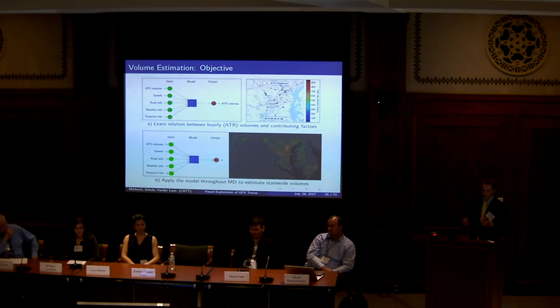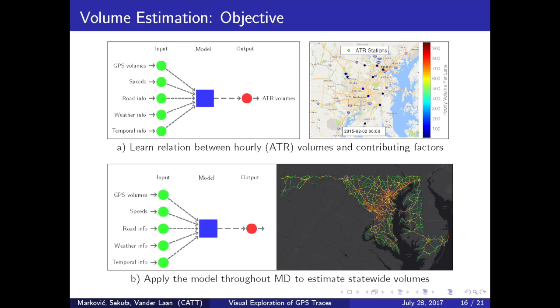So the main idea here is if we can take a set of automatic traffic recorder stations where we do know the traffic volume and try to build a model which takes in inputs such as speeds, the road infrastructure, the weather, time of day, and also includes the GPS counts, can we build a model that allows us to develop this relation between these input variables and the traffic volumes. And so then once we build this model, assuming it's sufficient, and we have the inputs everywhere throughout the network, we can then go apply this model to places where we don't have volumes.